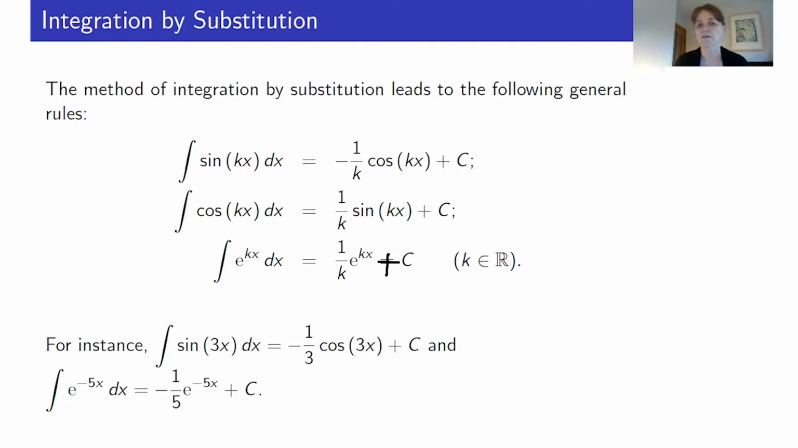So for instance, if k is 3, then the integral of sine 3x dx is given by minus 1 over 3 times cos of 3x plus c. And this is very similar to an example that we worked through in detail in the last video. And similarly, the integral of the exponential of minus 5x is minus 1 over 5 times the exponential of minus 5x plus a constant, just following these general rules.